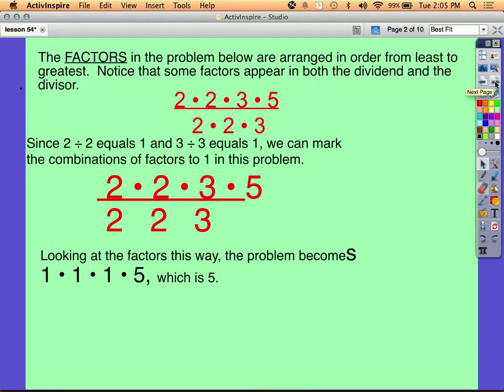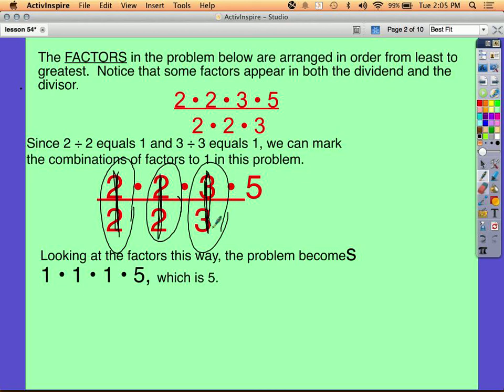The factors in the problem below are arranged in order from least to greatest. Notice that some factors appear in both the dividend and the divisor. Since 2 divided by 2 is equal to 1, and 3 divided by 3 is equal to 1, we mark the combination of factors to 1 in this problem. So this is 1, this is 1, this is 1. Looking at the factors this way, the problem becomes 1 times 1 times 1 times 5, which is 5. So we made that big complicated problem turn into just this little tiny 5.